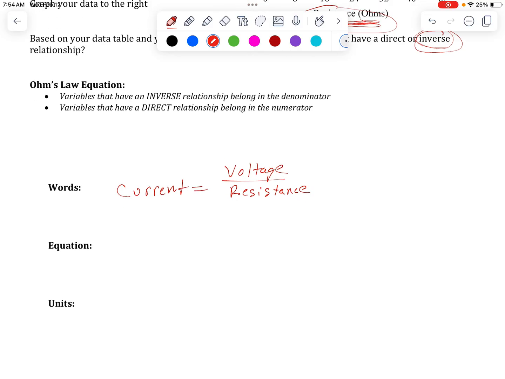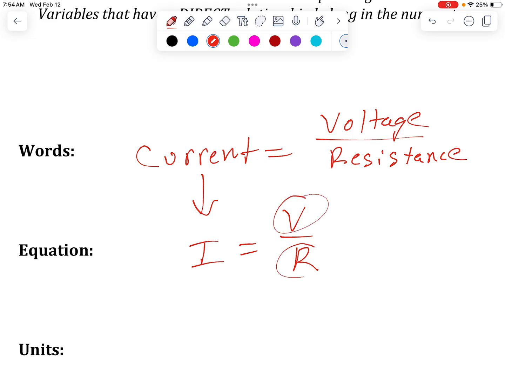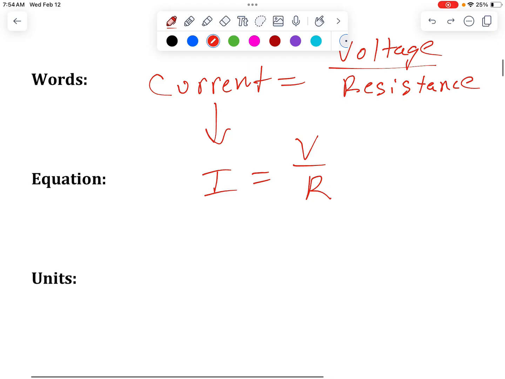Now, we have some unusual symbols for some of these things. For example, the symbol for current is the letter I. So it's a little bizarre, but you just need to know that and be aware of it. So the way we would write this equation in symbols is I equals V over R. The V and the R are pretty straightforward, V for voltage and R for resistance. But like I said, it's just a little awkward. You just need to know that I represents current.